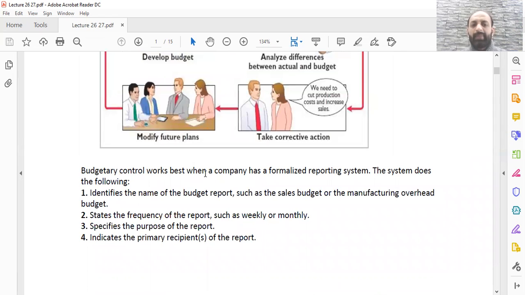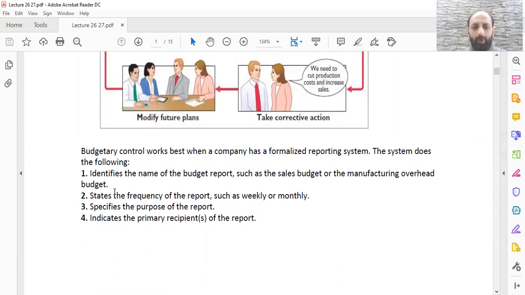Budgetary control works best when a company has a formalized reporting system. The system does the following. It identifies the name of the budget report, such as the sales budget or the manufacturing overhead budget. Obviously, every budget will have a report, because every budget report is based on a specific type of budget. It states the frequency of the report, such as weekly or monthly. If you want to generate and study that report, you will have to decide accordingly.